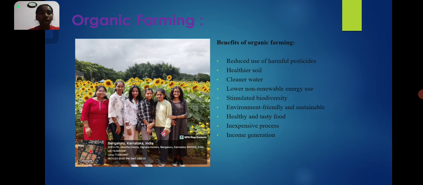Benefits of organic farming: reduced use of harmful pesticides, healthier soil, cleaner water, lower non-renewable energy use, sustained biodiversity, environment friendly and sustainable, healthy and tasty food, inexpensive process, income generation.